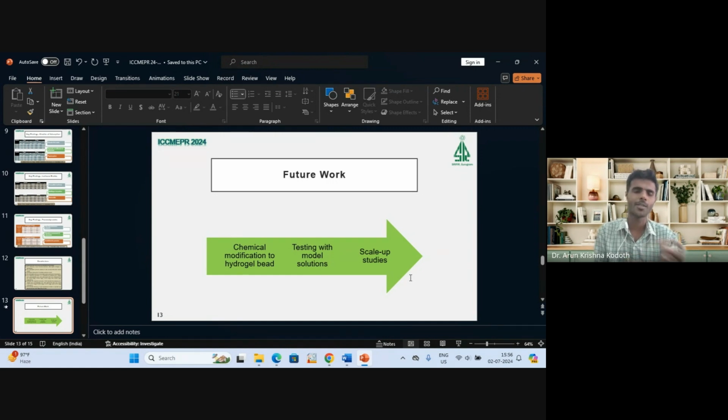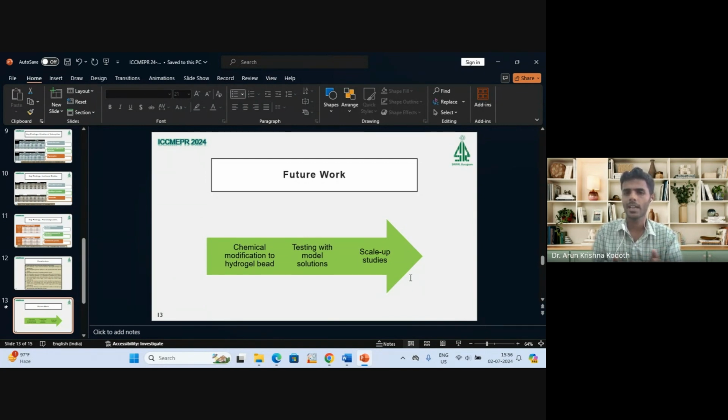That means we are going for the production of the hydrogel bead with this fruit peel waste, which is going to be a challenging work for us because there are no textile industries which are working with these kinds of hydrogel beads for the purification of textile water. And it will be tested with model solutions, that is, aqueous solutions of methyl orange or crystal violet or different dyes which have been mainly used in the textile industries.